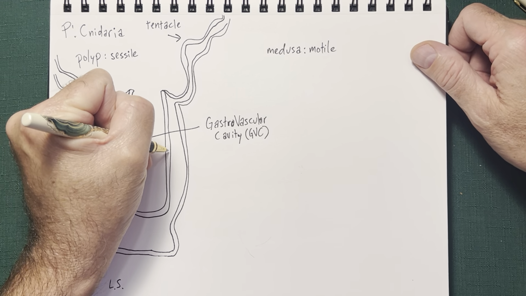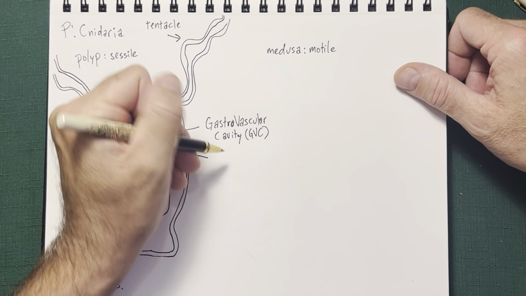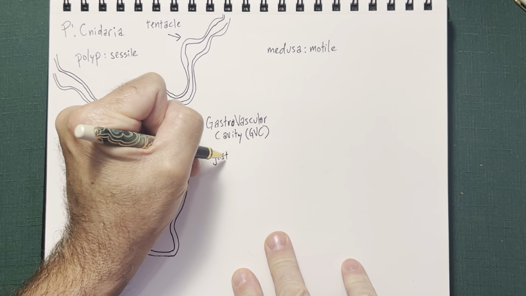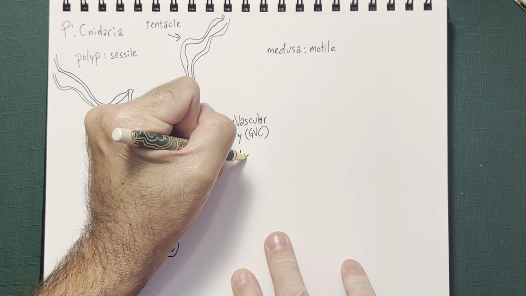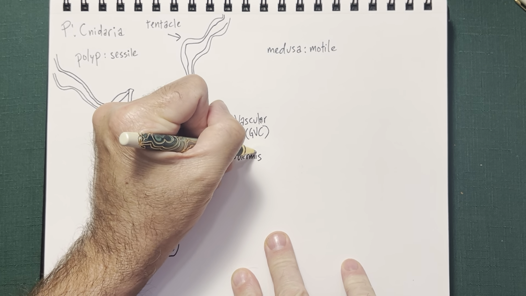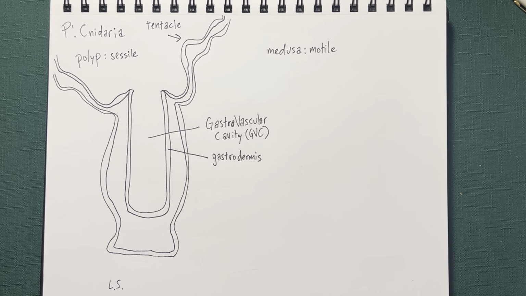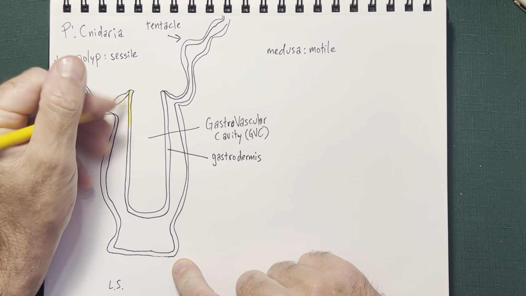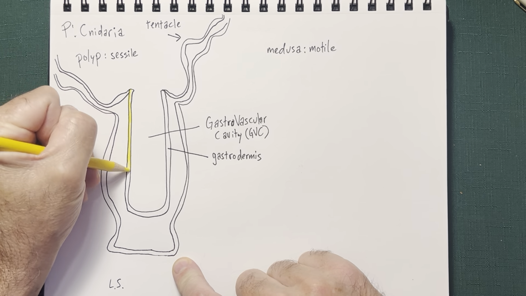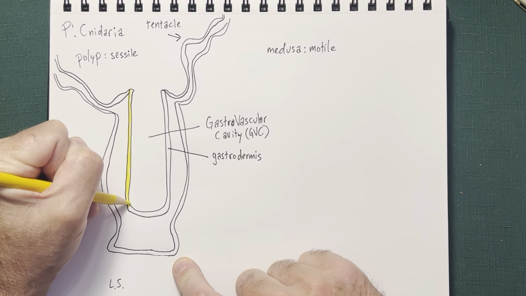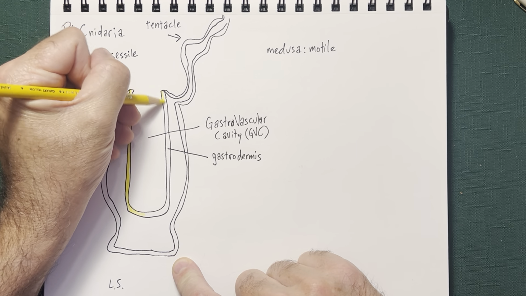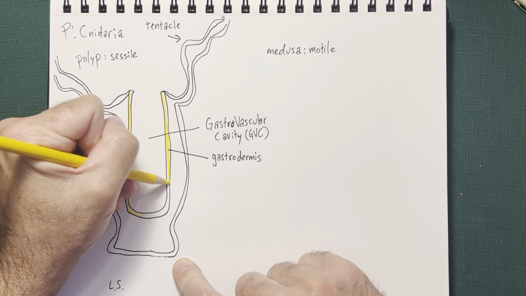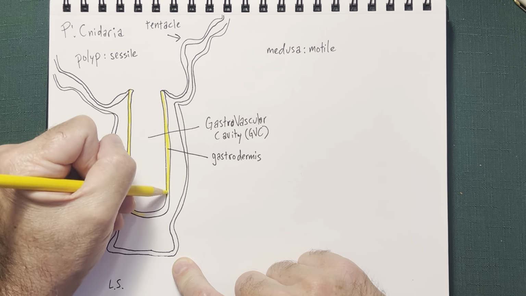And the GVC is lined with this stuff, which is called gastrodermis. And I'm going to color this gastrodermis in yellow, just so we know where it is. And gastrodermis essentially means stomach skin. And it is derived from the endoderm.